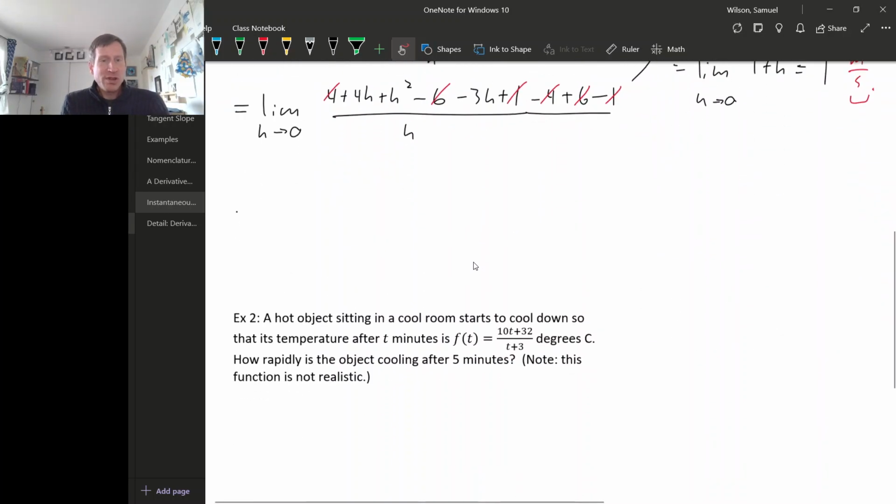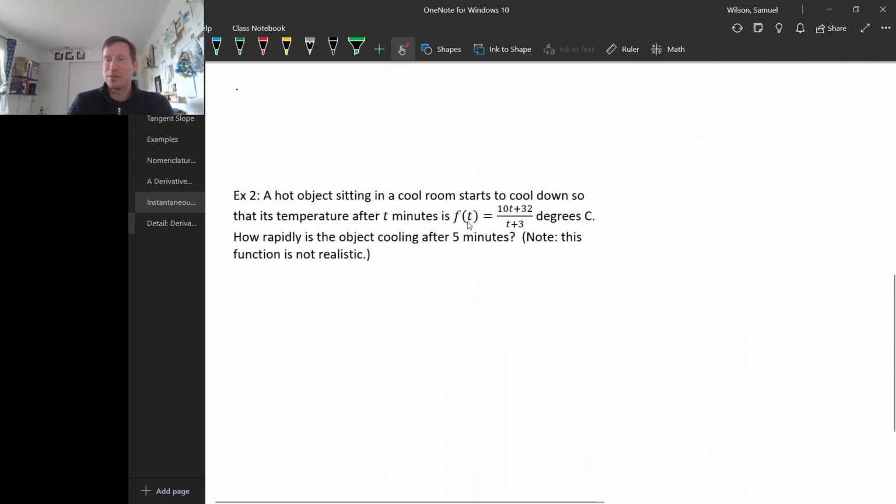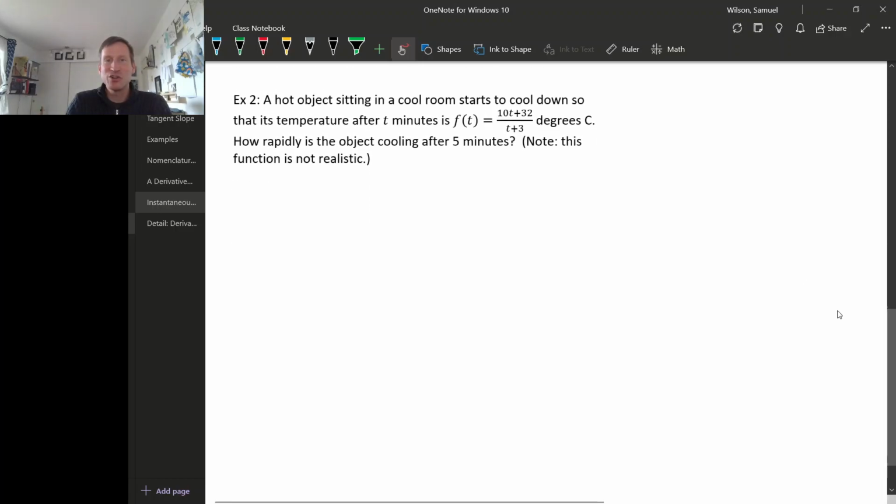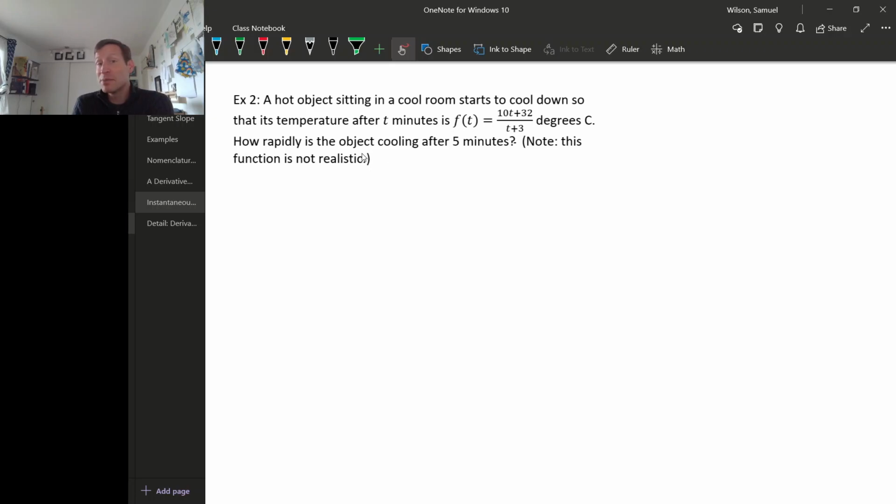For another example, let's talk about an object cooling sitting on a bench. Suppose we have a hot object sitting in a cool room, and it starts to cool down so that its temperature after t minutes is given by this formula in degrees Celsius. How rapidly is the object cooling after 5 minutes?